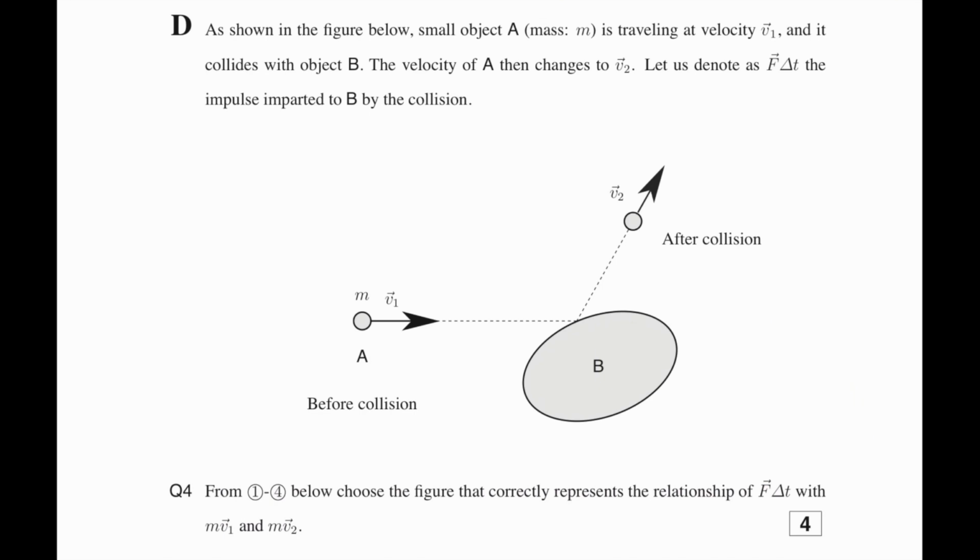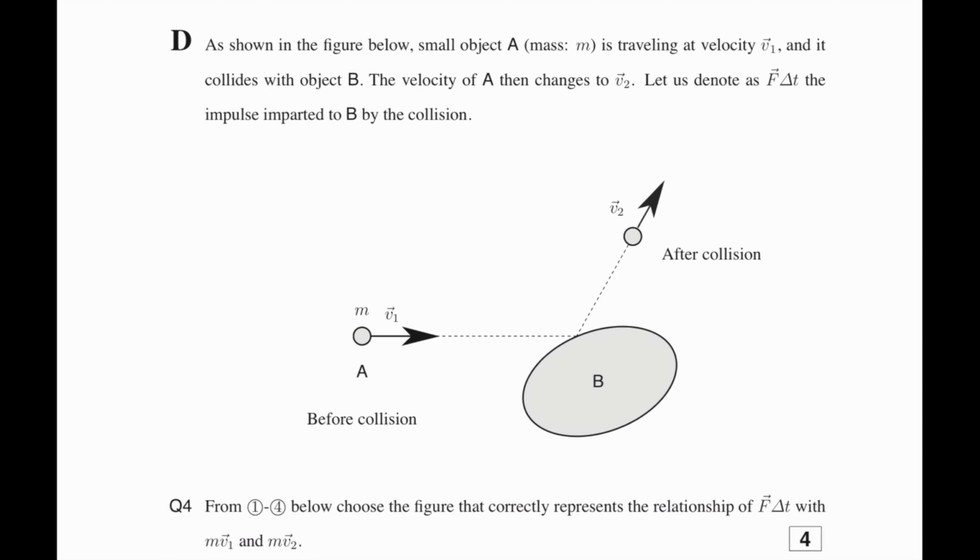Okay, let's start with question number 4. In this question, we have a small object A of mass m traveling at velocity v1, as you can see in the diagram below. This is object A, the mass is m, the velocity is v1, and it will collide with object B.